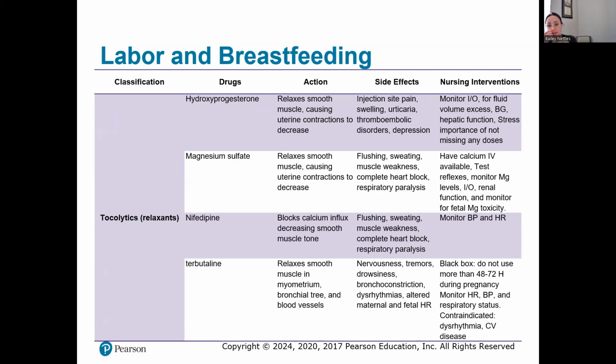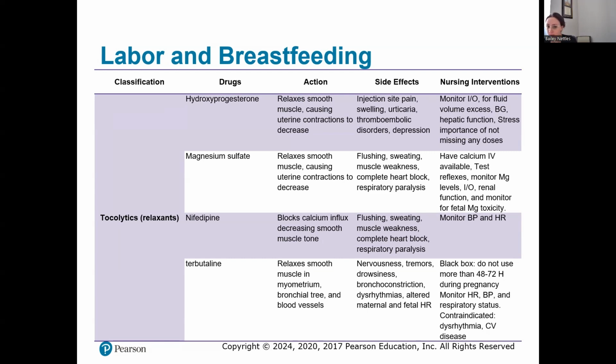Okay, so now we have our tocolytics. These are the things we use for preterm labor, when we don't want them to go into labor yet, okay? Hydroxyprogesterone relaxes smooth muscle, causing uterine contractions to decrease. You can have injection site pain, swelling, urticaria, thromboembolic disorders, depression. Monitor I&O, monitor for fluid volume excess with the swelling, and that's not very good. It can lead to eclampsia and things like that. Monitor their blood sugar, monitor their hepatic function, stress the importance of not missing any doses. However they tell you to take it, you need to make sure you take it, or it's not going to work and you're going to go into labor.